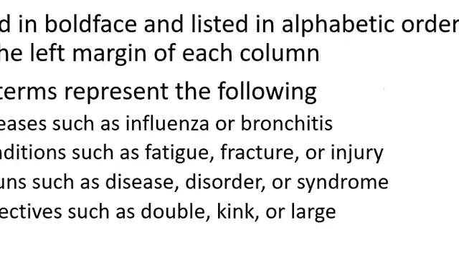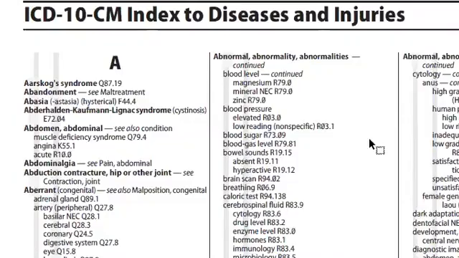The main terms are printed in boldface and they're listed in the alphabetic index flush with the left margin of each column. Let's take a quick look at some. Everything you see in bold here is a main term. Things like abandonment, abdomen, aberrant, abnormal. These are all examples of main terms.